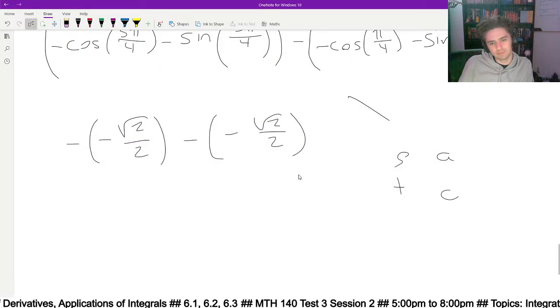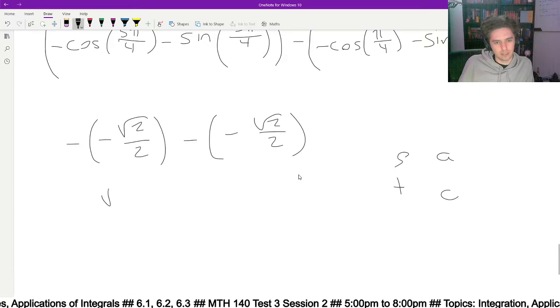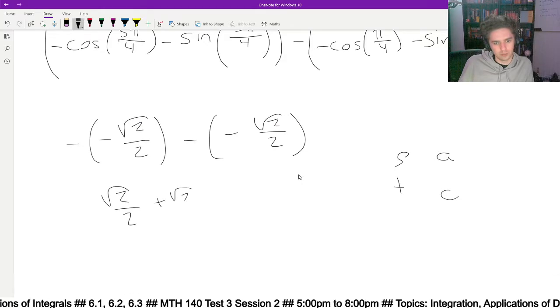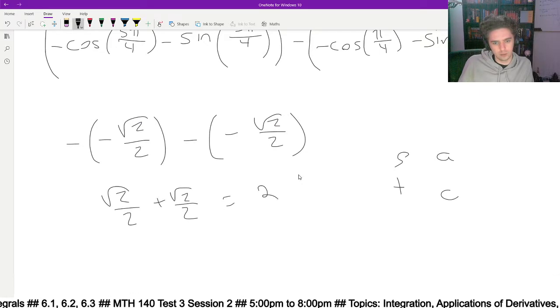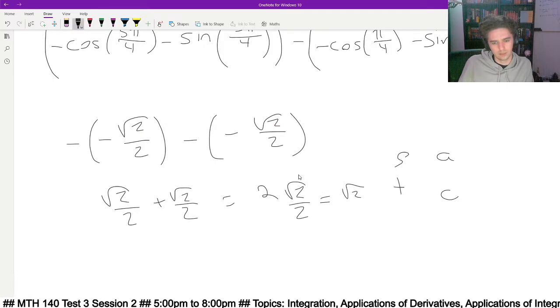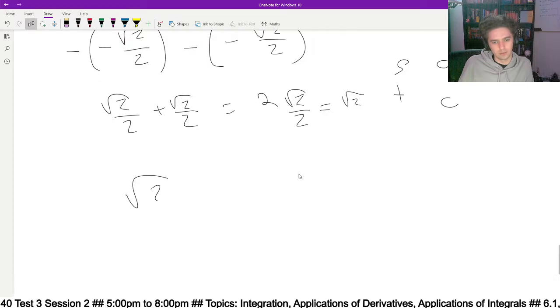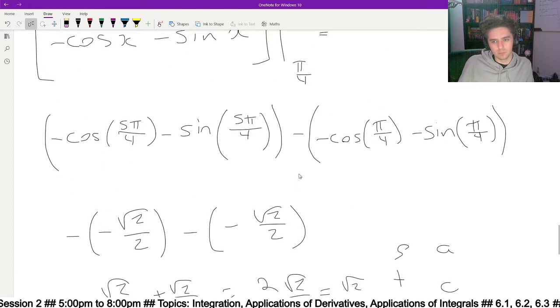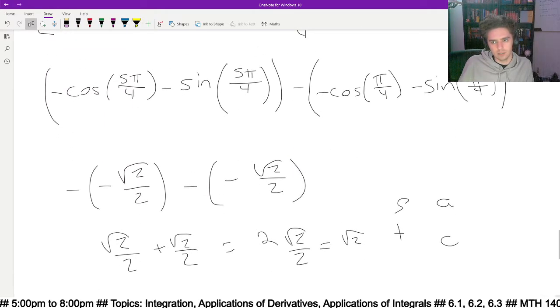They're both negative. So then this is going to combine into just root 2 over 2 plus root 2 over 2, which is equal to 2 root 2 over 2, which is equal to root 2. Gotcha. So that's why I just wrote root 2 here, right? And this will be the same thing, I'm pretty sure, if they have the same value.